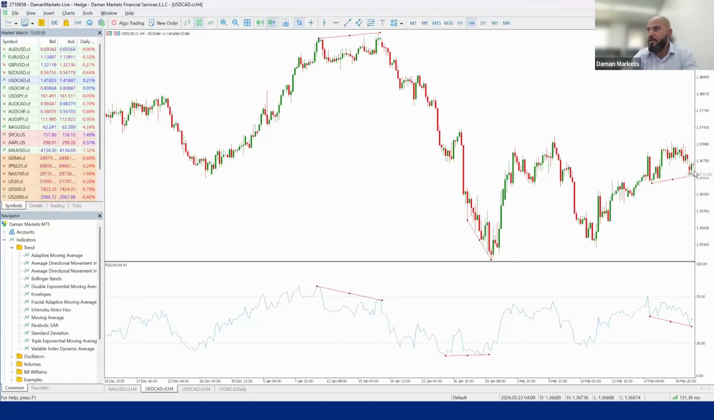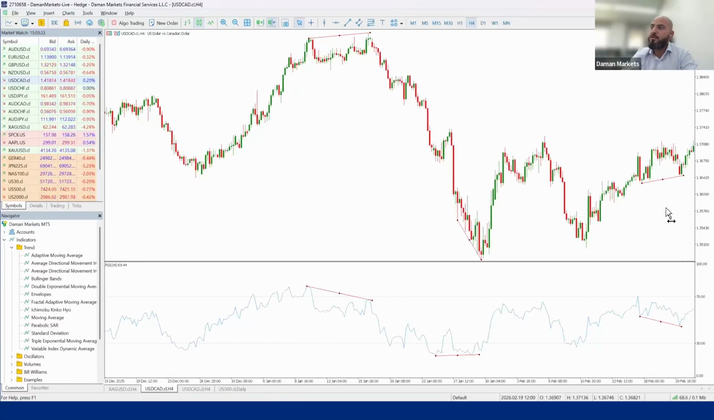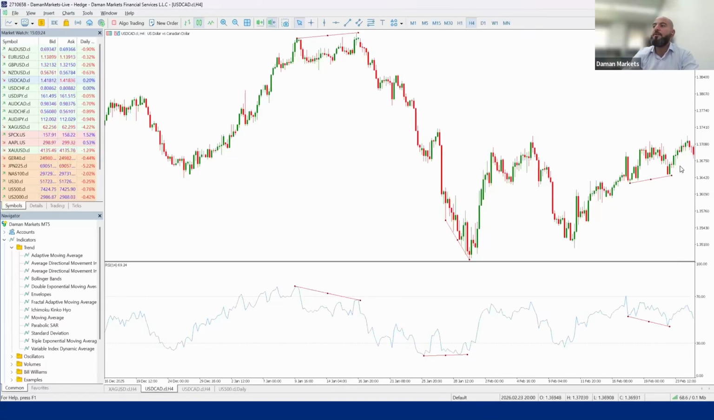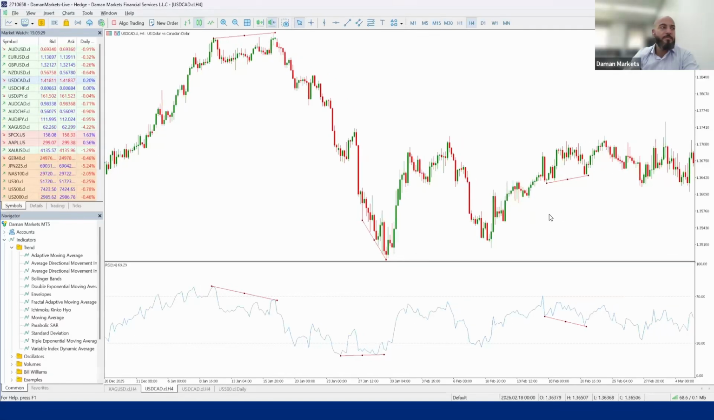I have a big green candle. This is my confirmation of the beginning of the upward move. So this is a sign that prices should go higher. Clear?